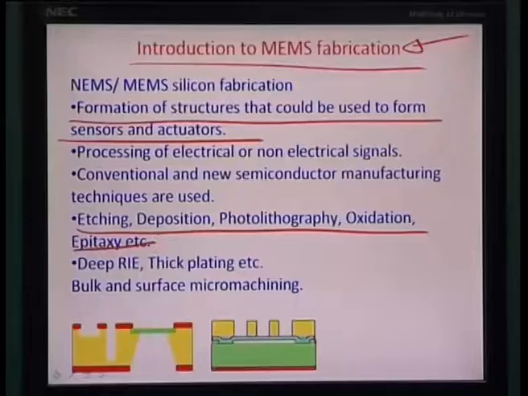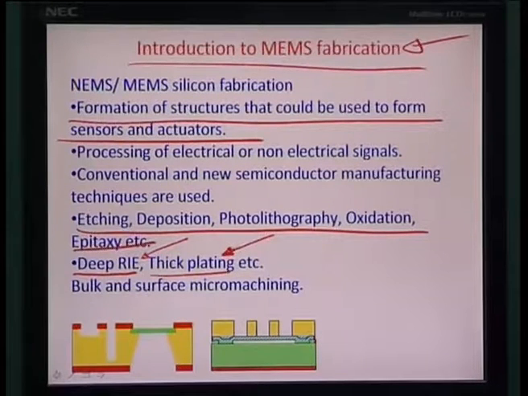And then we also know that most of the MEMS are made or realized by using conventional and new semiconductor manufacturing techniques, things like etching, deposition, lithography, oxidation, epitaxy, and so on and so forth. You could also talk about some other processes specific to MEMS. Deep RIE is one of them, where you actually build very high aspect ratio straight edged channels. You can talk about thick plating, particularly electrochemical plating, where a very thick metal layer is deposited and etched and characterized, etc.